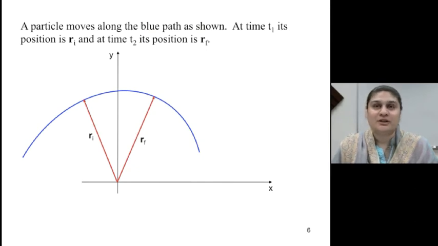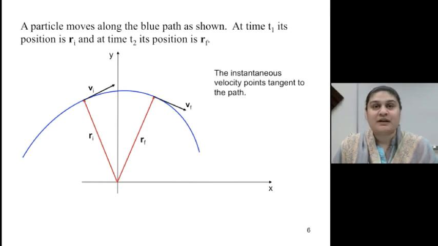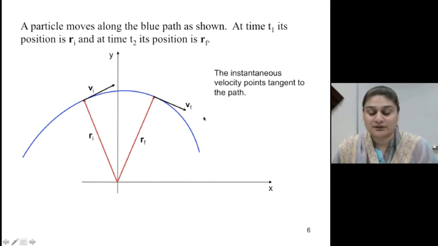So let's look at what we're actually talking about. Suppose we have a particle that is moving along the blue path as shown here. At time t1, its position is ri, and at time t2, it has moved and its final position is rf. Now in this case, instantaneous velocities are given by the black arrows here, vi and vf, and these are tangent to the path that is being followed.